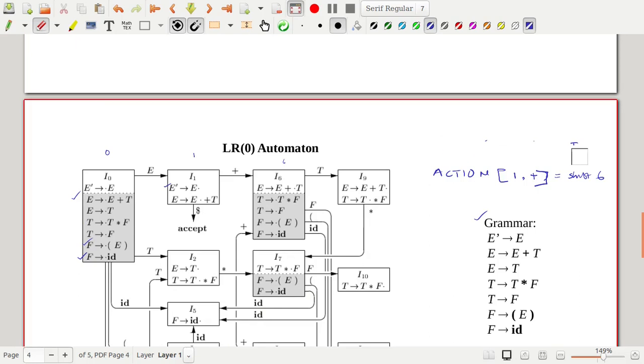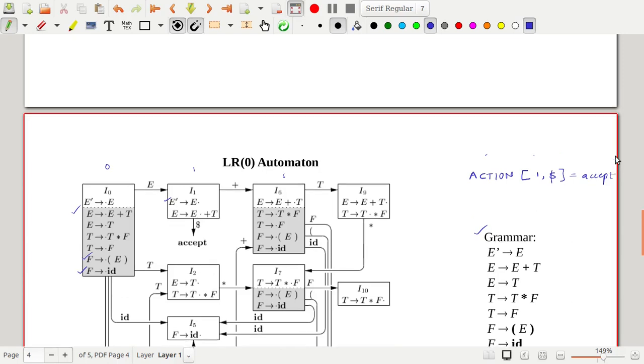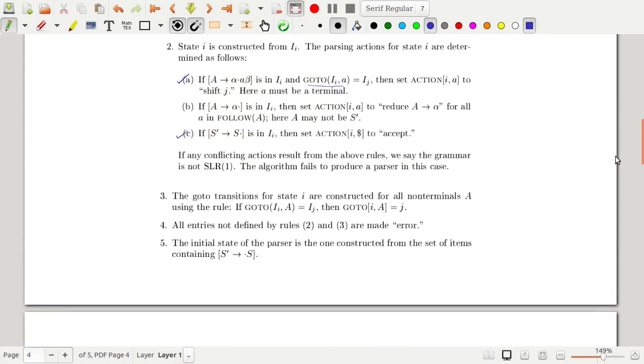For this item, E dash gives E dot, we can have action of 1 comma dollar is equal to accept. Action of 1 comma dollar is equal to accept, like this. Okay, by using this rule, action of I comma dollar is equal to accept.